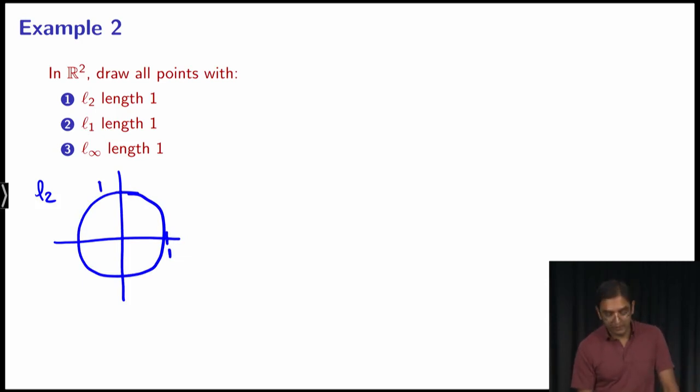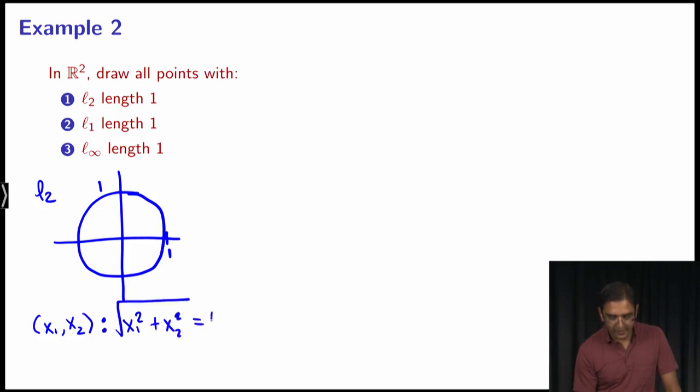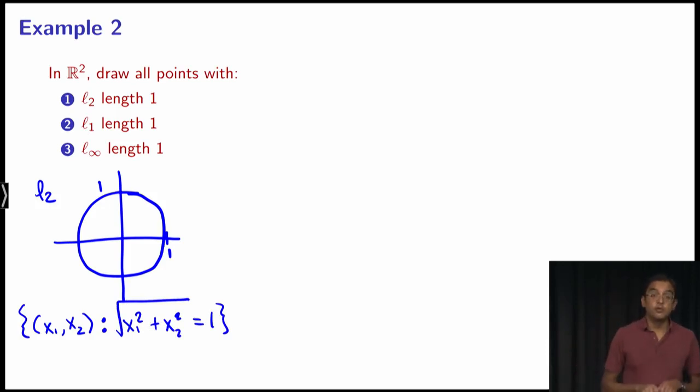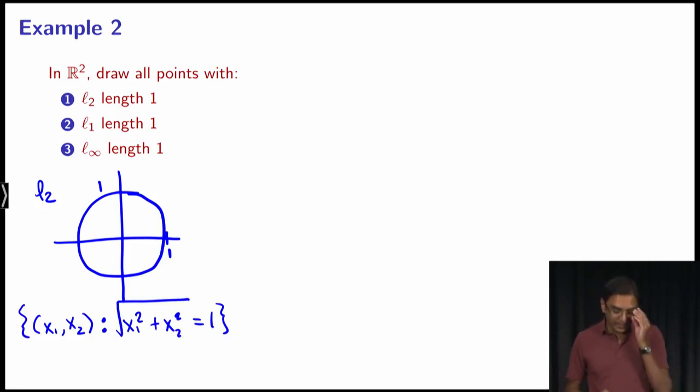Formally, what we're looking for is all points x1, x2 whose L2 norm is 1. In other words, for which the square root of x1 squared plus x2 squared is equal to 1. And this is a circle. This is the formula for the unit circle. So that's the familiar case.